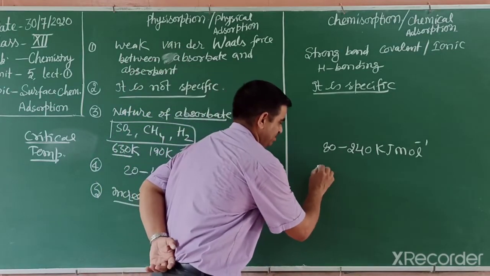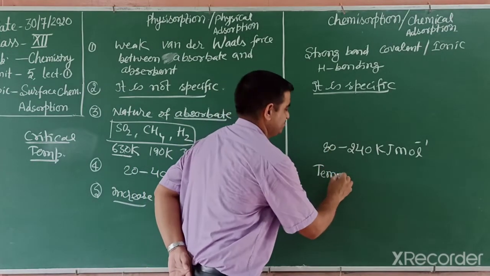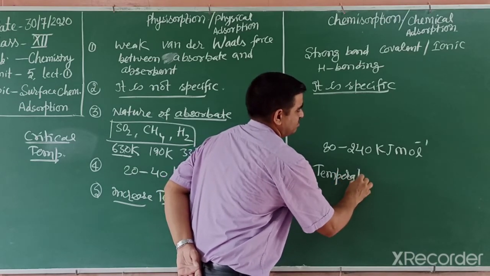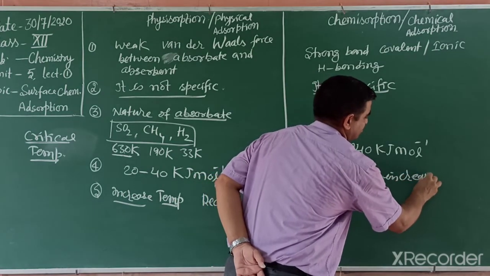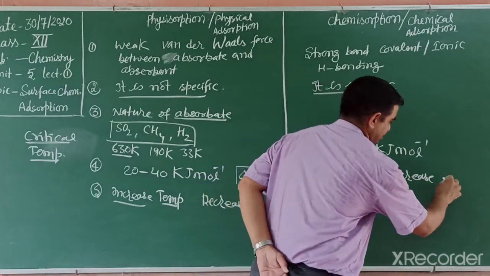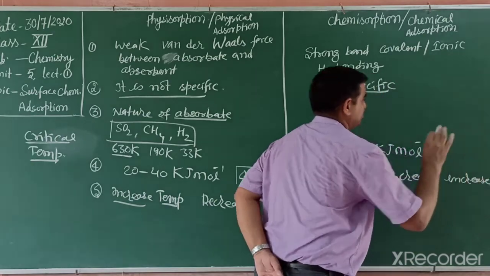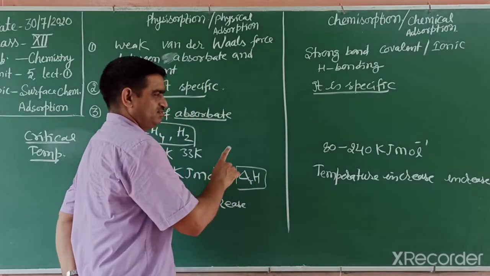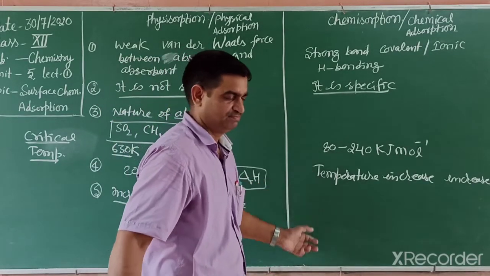But what happens in chemisorption? When temperature increases, chemisorption increases. So at first it increases, and after that it decreases. That is very important. If you follow a chart, then you can see the reason.